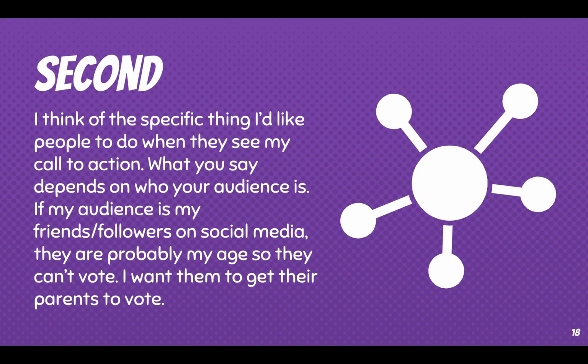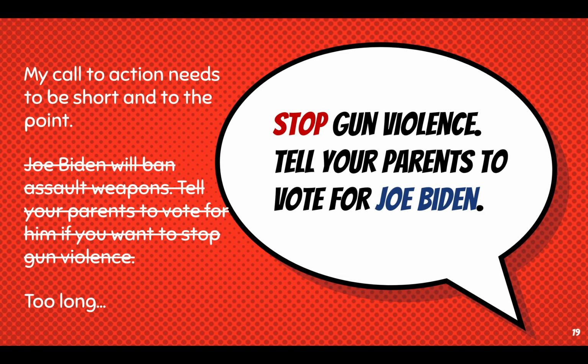Second thing I do is I think of the specific thing I'd like people to do when they see my call to action. And what you say depends on who your audience is. Who is going to see your call to action? Who are you going to send your call to action to? So in this example, let's say that my audience is my friends and followers on social media. And most likely they're my age, so they can't vote either. But they can get their parents to vote. So my call to action needs to be short and to the point.